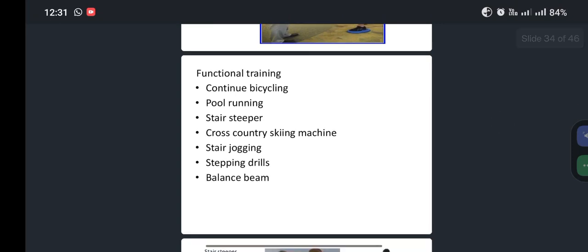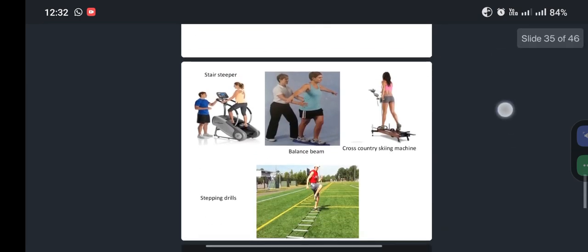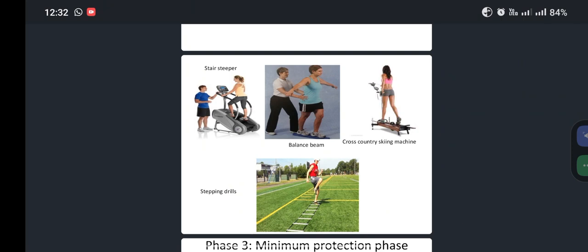Then functional training: continue bicycling, that is well leg bicycling, pool running, stair stepper, cross country skiing machine, stair jogging, stepping drills and balance beam activity. Stair stepper activity can be incorporated to improve the knee flexor and extensor, hip flexor and extensor strength. Balance beam activity improves proprioception. The cross country skiing machine improves hip flexor, knee extensor, knee flexor and hip extensor strength. Then stepping drills can be incorporated for sport specific persons.